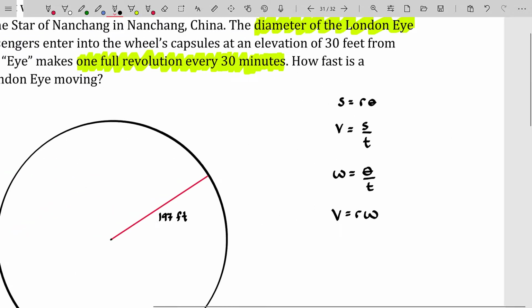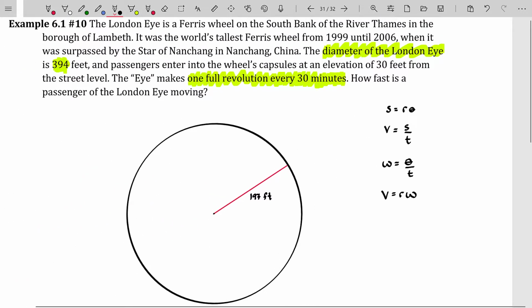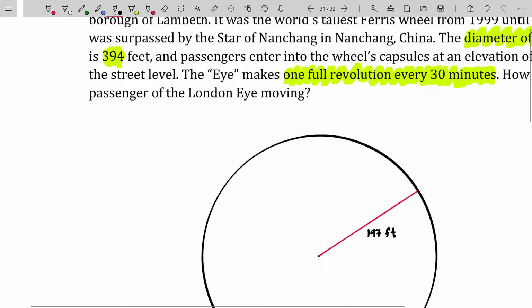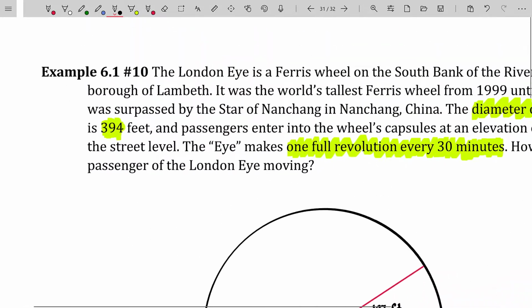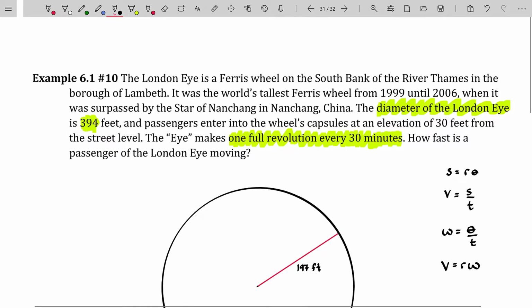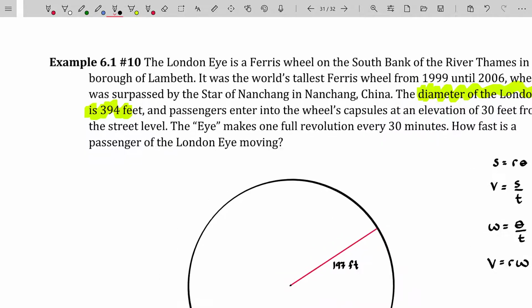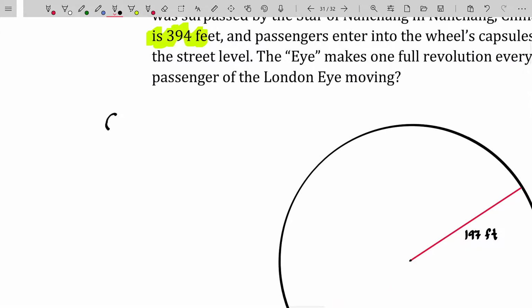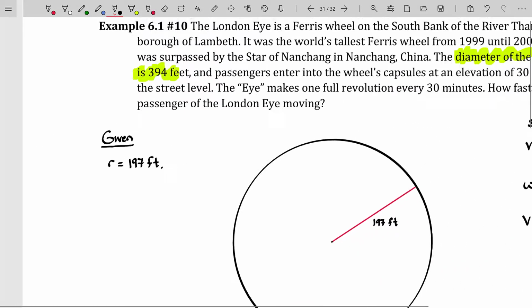Let's see what we were given here and what we want. I'll go ahead and write our givens off the side. Let me read through, and maybe I'll erase my highlighter so that we can really just highlight only what we need. So let's see, London Eye is a Ferris wheel, and so on. The diameter is 394 feet, which gives us the radius. We already wrote that down, but I'm going to write our givens over here. And there we have our given: our radius is 197 feet.